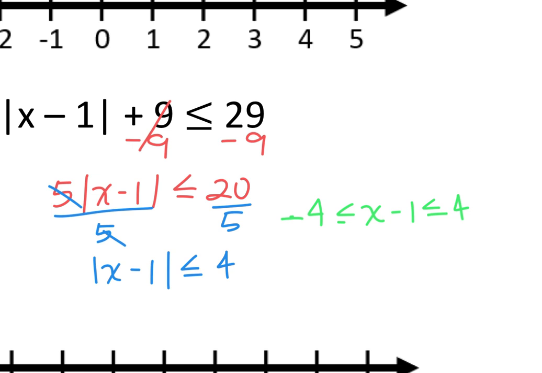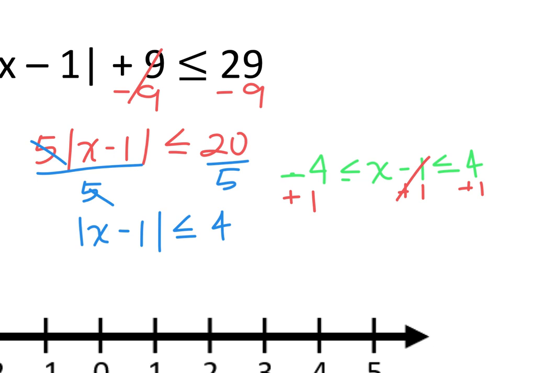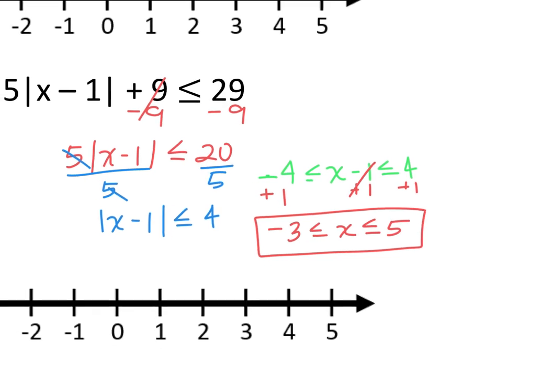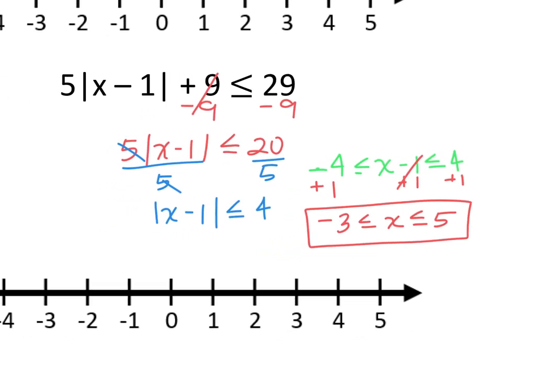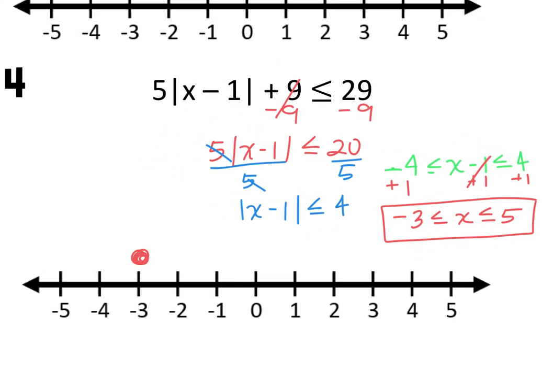And I can solve it like we did with our warm-up today, where all we have to do is just add 1 to both endpoints. And this becomes negative 3 is less than or equal to x, which is less than or equal to 5. So then now that it's in that condensed form, that solution is correct. So I've got a closed circle on negative 3, a closed circle on 5, and I'm shading in the middle.